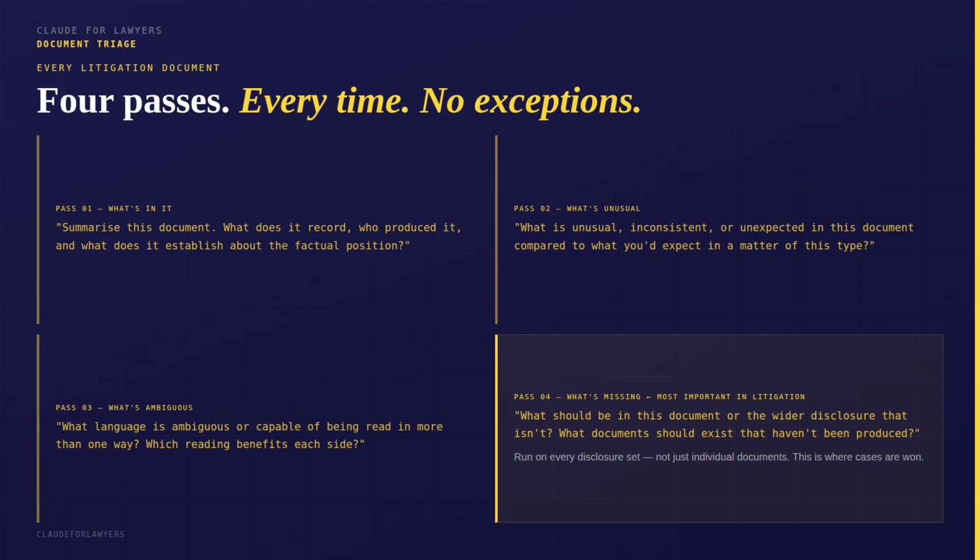Pass 2. What's unusual? What is unusual, inconsistent, or unexpected in this document compared to what you'd expect in a matter of this type? Pass 3. What's ambiguous? What language in this document is ambiguous or capable of being read in more than one way? Which reading benefits each side? Pass 4. What's missing? What should be in this document or the wider disclosure that isn't? What documents should exist that haven't been produced?